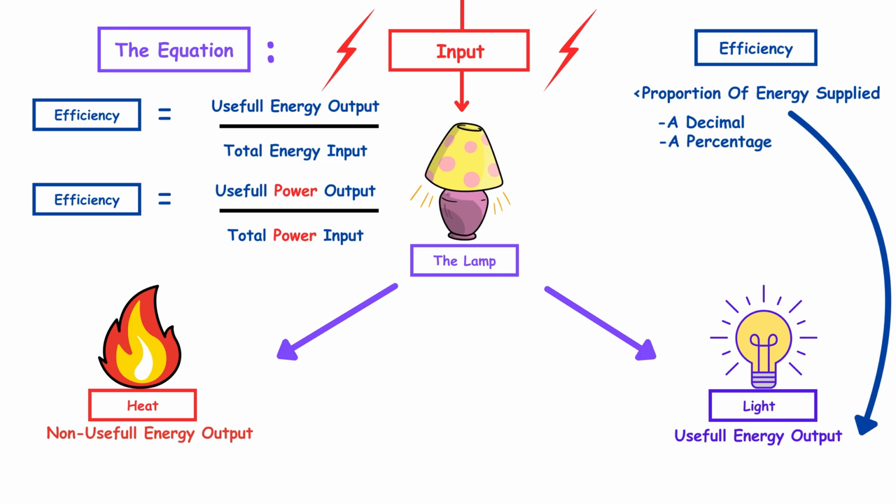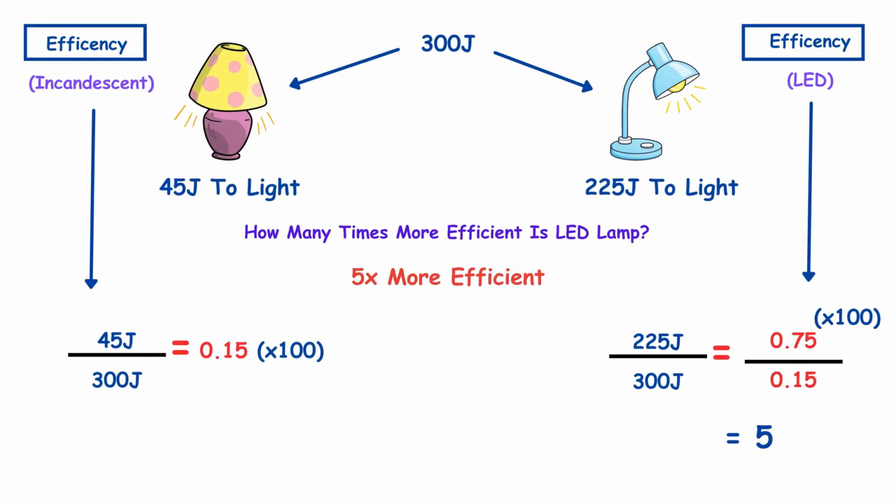by total power input. To see this in practice, imagine we have two lamps, each supplied with 300 joules of energy. The first lamp has an old incandescent bulb that converts 45 joules into light, while the second uses a modern LED bulb that converts 225 joules into light.